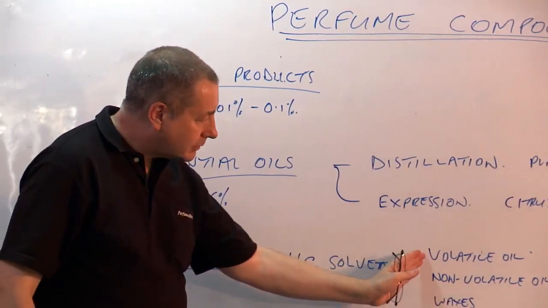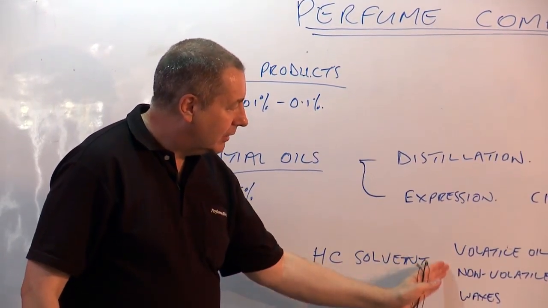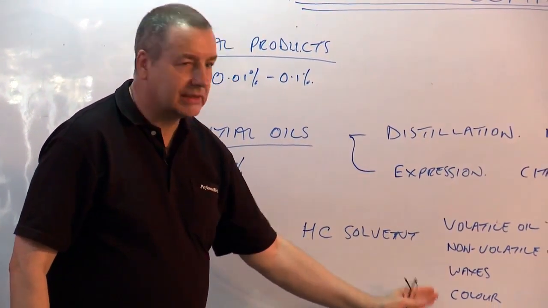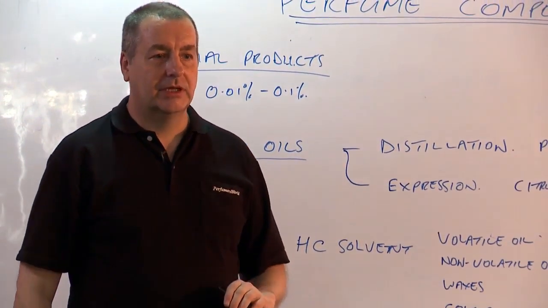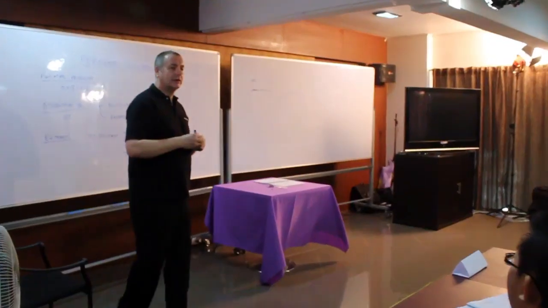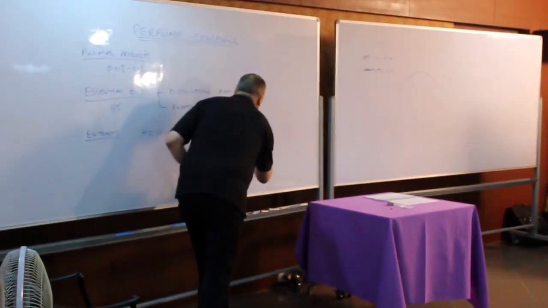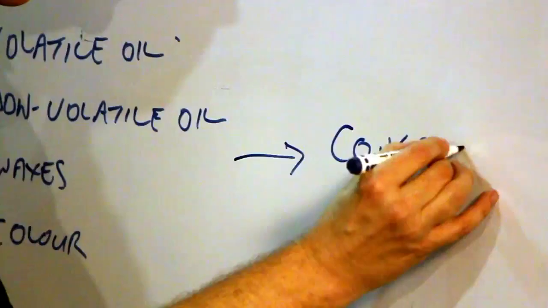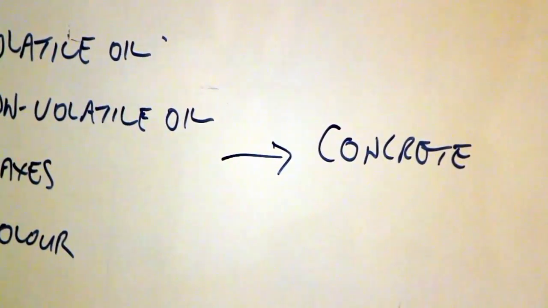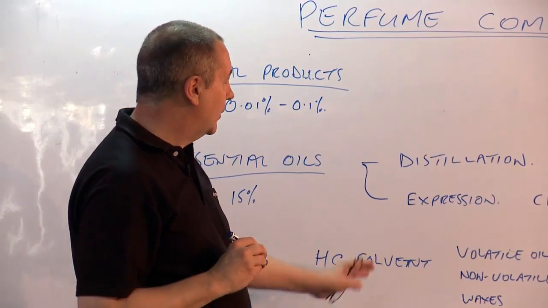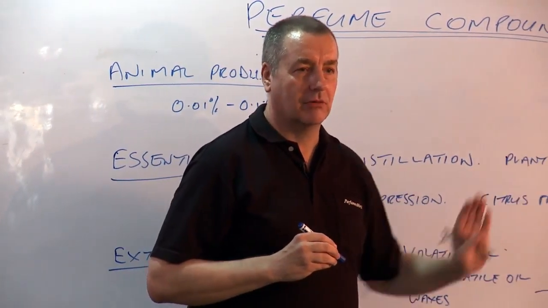In our mixture, we have volatile oil, non-volatile oil, waxes and colour. The waxes make up about 50%. So this material becomes solid. It's called a concrete. Because it's solid. Yeah. So if we were doing jasmine flowers, this would be called jasmine concrete.